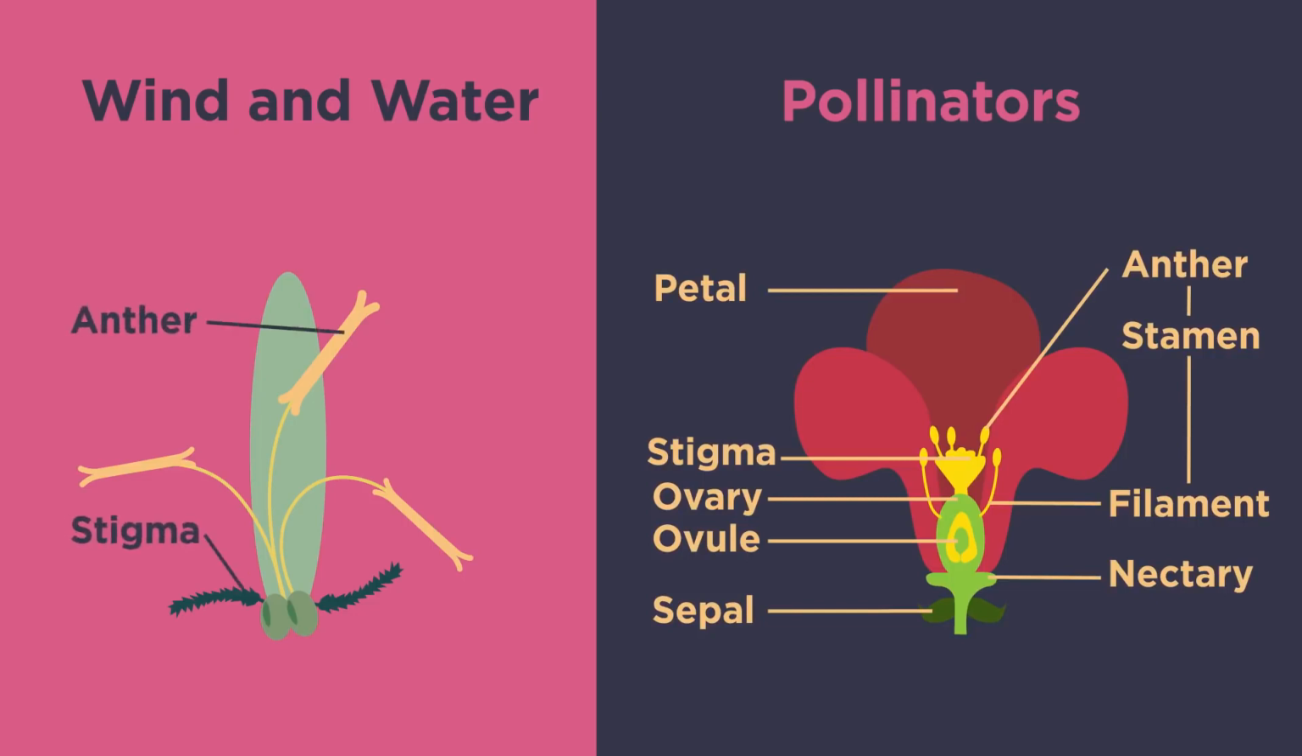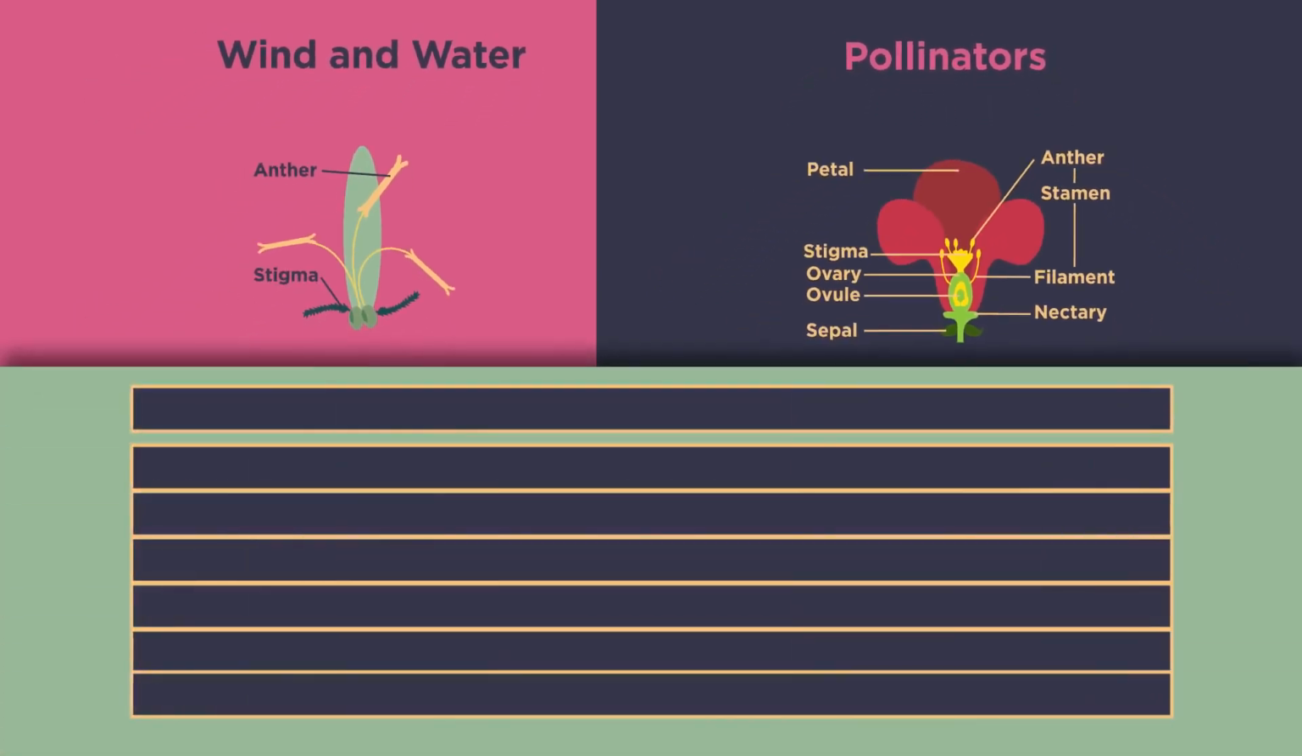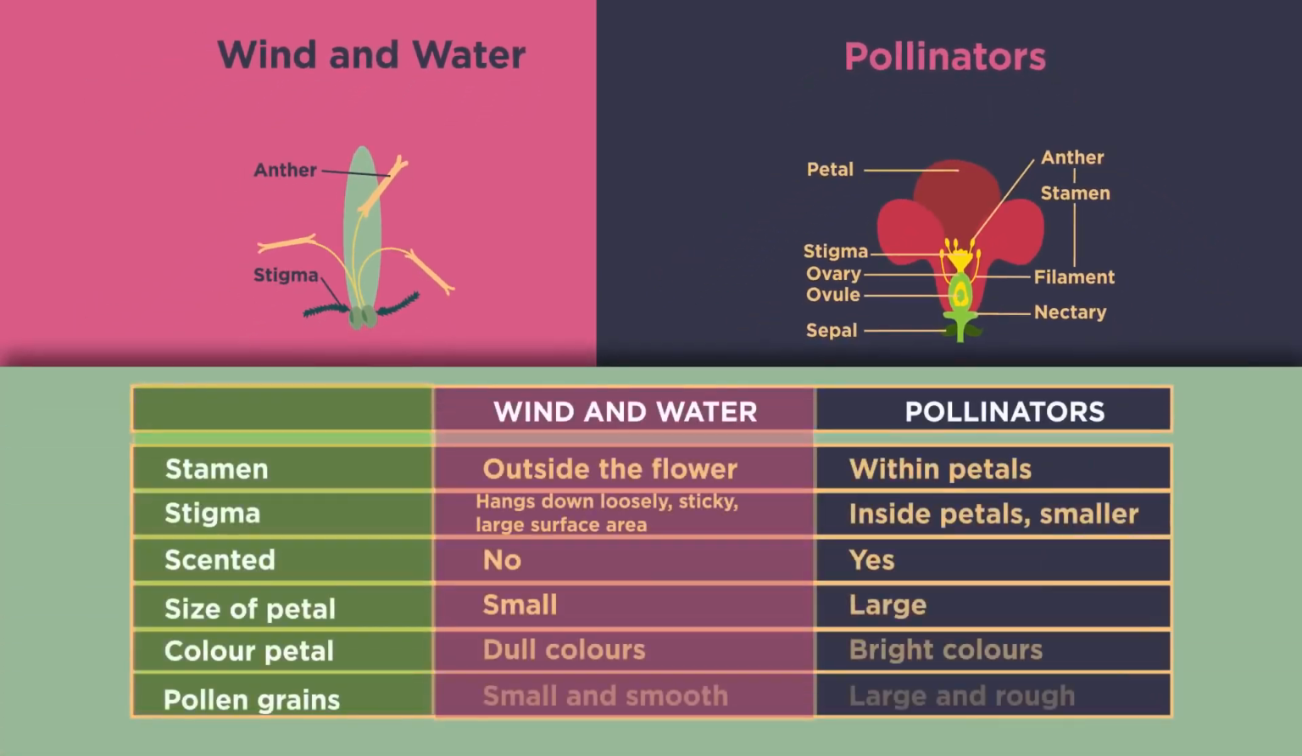Look at the differences in size, scent, and color of the petals, and the positioning of the stamen and style. Here are some key differences. Why do you think they are different?